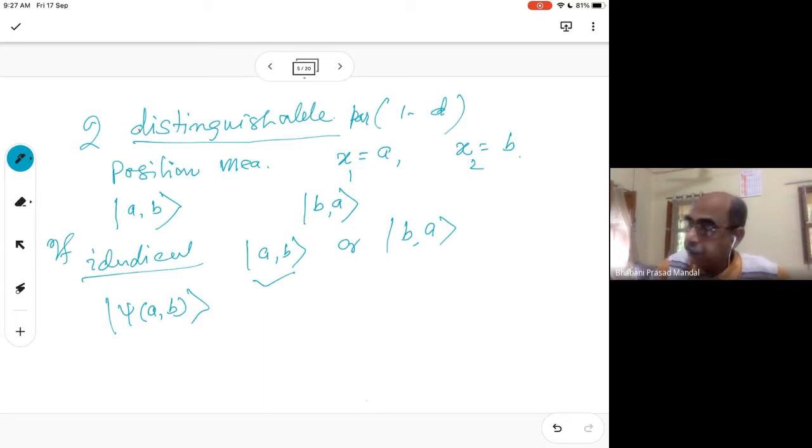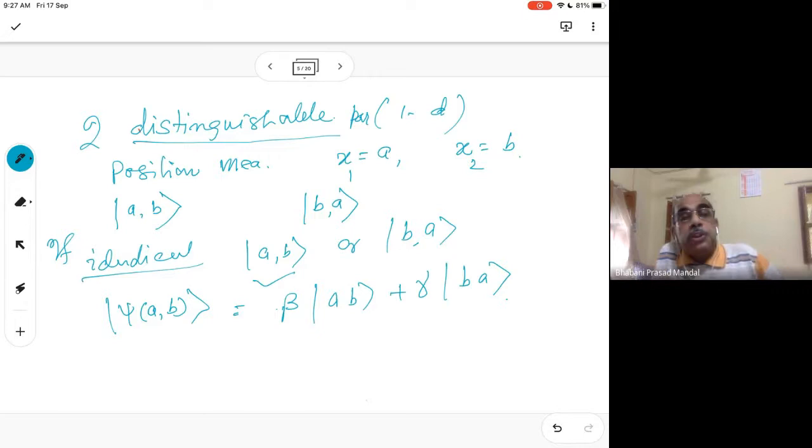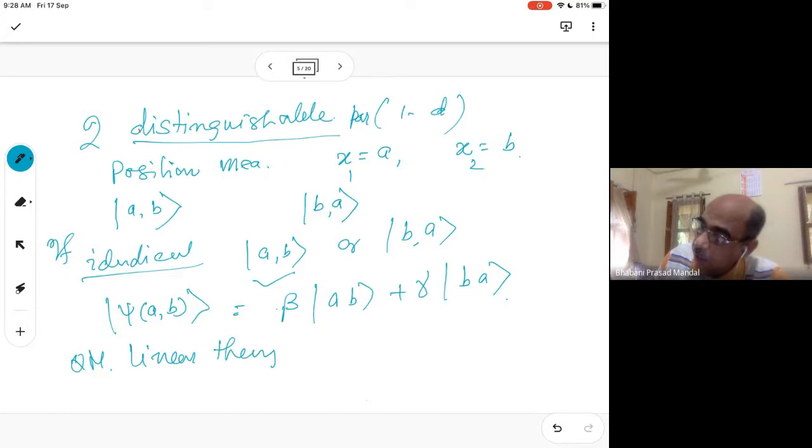The best way we can think of is that they will be a superposition of these two states. So let us write beta times AB, I'm not putting a comma, but in general there will be a comma, plus gamma times BA. The superposition principle in quantum mechanics we can apply because quantum mechanics is linear. Quantum mechanics is a linear theory. I'll not teach you why it is linear, but you find out yourself. This is a topic which is supposed to be learned in the first course in quantum mechanics, and we are in the third course.